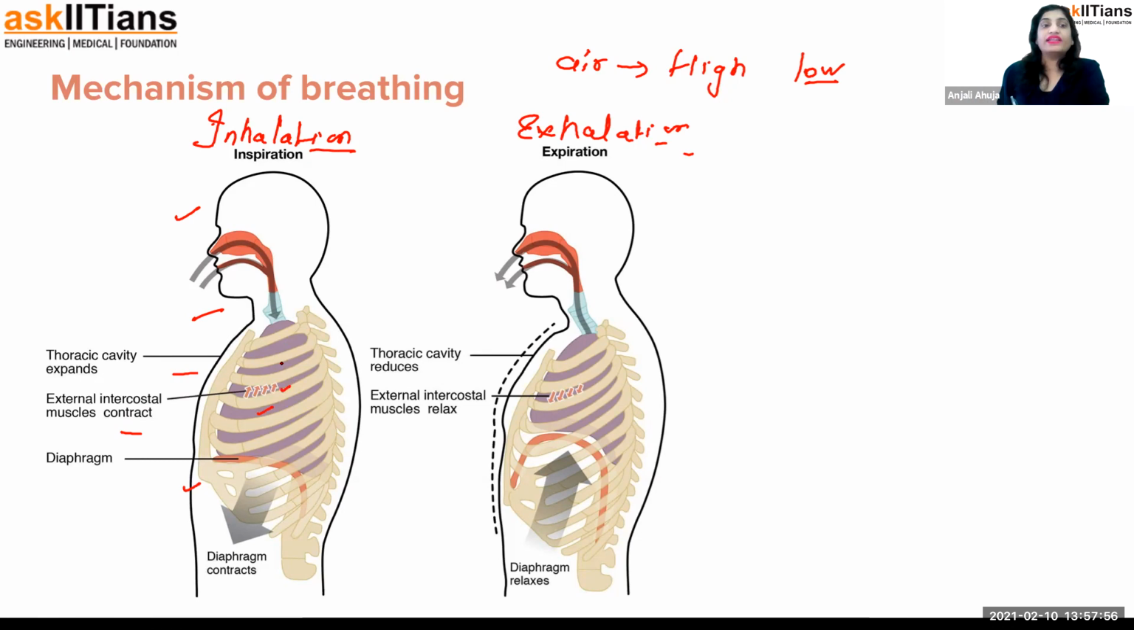So when the internal volume increases, air pressure externally becomes high, and internally it is low. So that's why we breathe in. That's the mechanism. Now, what happened in expiration? Everything just relaxed. Thoracic cavity reduces, external muscles relax, diaphragm comes back to the normal position, and then volume becomes less. Because of the less volume here, pressure becomes high, and then we breathe out.